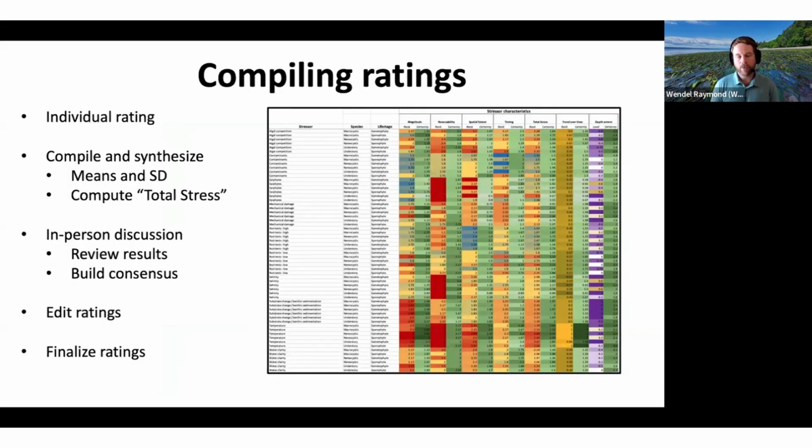All right, so how did we compile all these ratings? After we defined what we were doing and the steps for everyone to take, each member of our panel filled out the 720 cell spreadsheet themselves, rating and certainty scores. Those were then returned to Caitlin and I. We compiled them together, computed means and standard deviations, and computed this metric we call total stress, which we'll talk about in a minute.